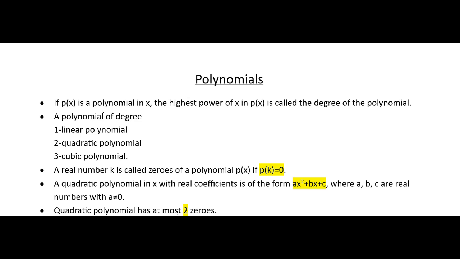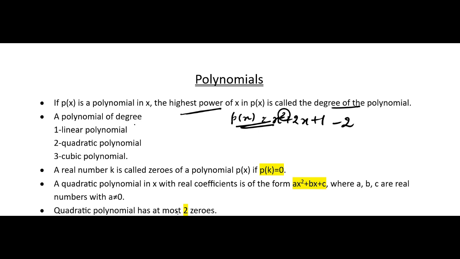Polynomials. If p of x is a polynomial in x, the highest power of x in p of x is called the degree of the polynomial. For example, if p of x is equal to x square plus 2x plus 1, then the highest power here is 2. Therefore, the degree of this polynomial is 2. So the highest power in a given polynomial is called the degree of the polynomial.